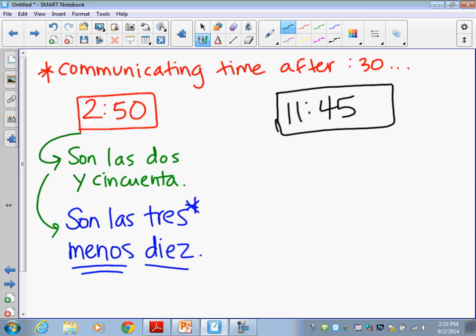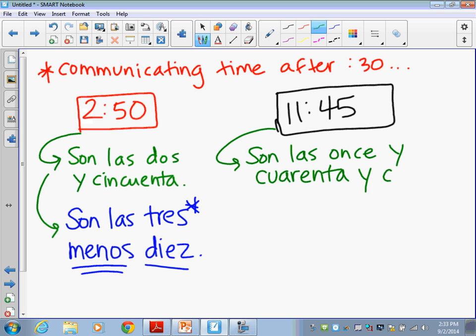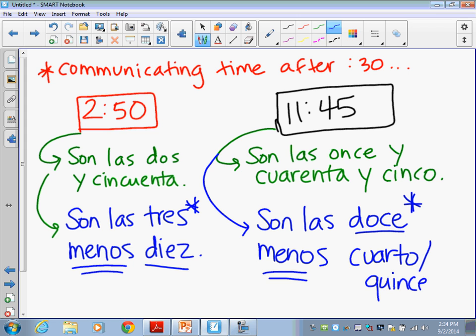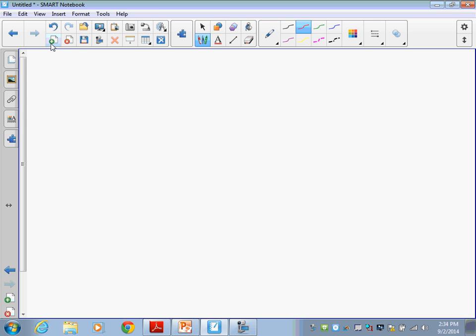Okay? We can use our cuarto with this too. So let's say the time is 11:45. So it's a quarter to. We could use our traditional numbers, and we could say son las 11:45. But more commonly heard would be, ¿qué hora es? I'm going to round up, it's almost noon. So son las 12, rounding up to that next hour that it's closest to, son las 12, menos cuarto. Minus a quarter. It's a quarter to noon. Or we could say 15, and both of those would work too.